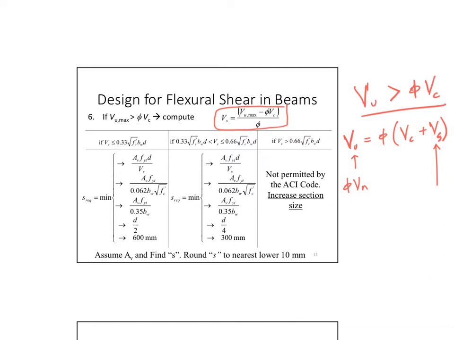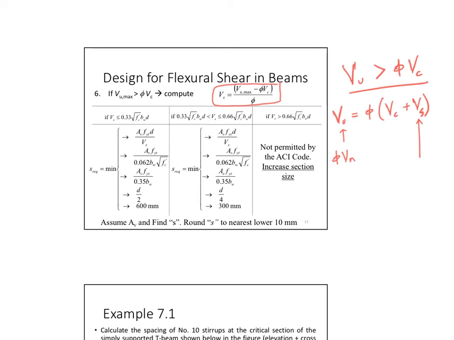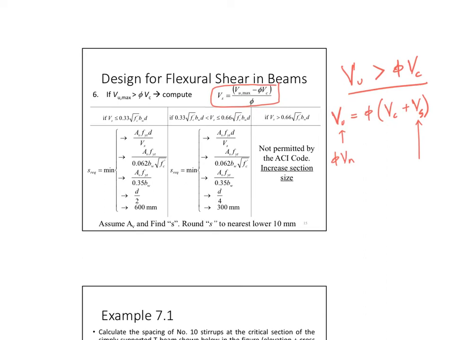Now once I get Vs, it's important to check how much Vs I need. The code tells you that if you're really going to use your stirrups for so much stress, meaning that you have a very small section, in this case your Vs is bigger than 0.66 square root of f'c bw d, this will not work. You cannot use such a design. You cannot design it to have a really high Vs and really low Vc. This is not permitted by ACI. There has to be some balance.